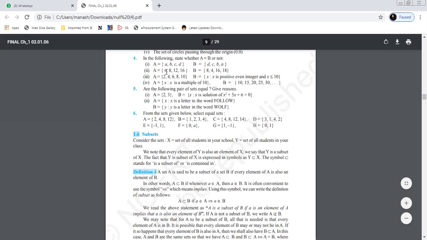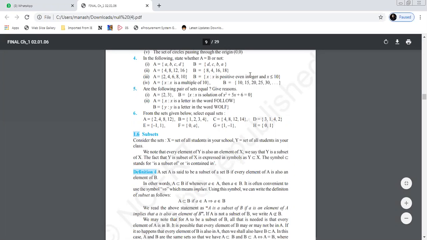Again, number 2 is 4, 8, 12, 16. Here there is no 18, so A is not equal to B. Again, number 3: A is 2, 4, 6, 8, 10. And B equals what?